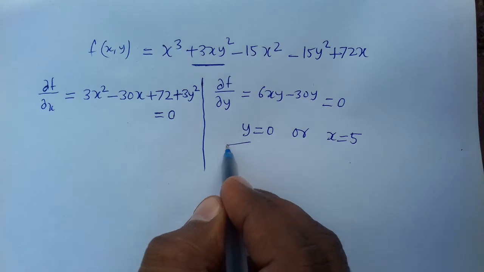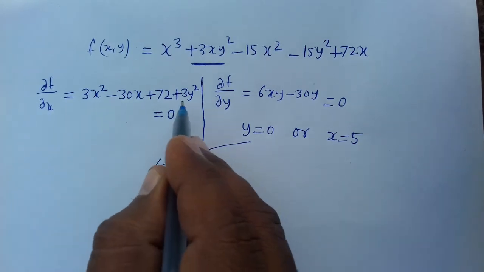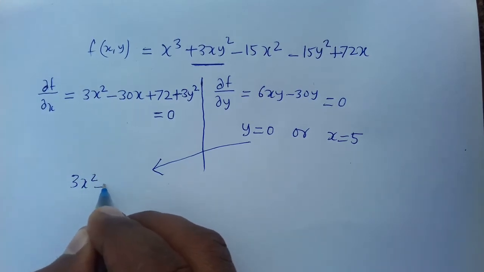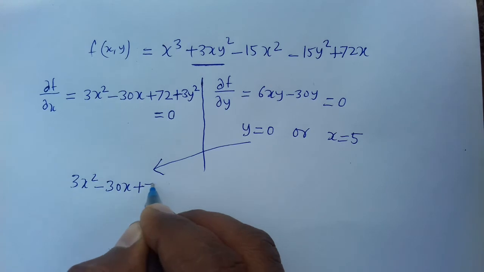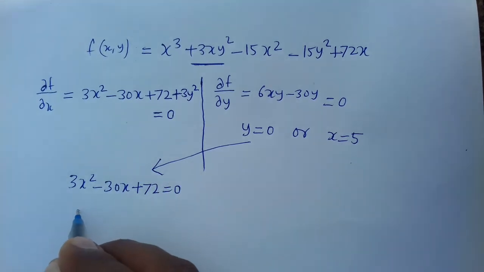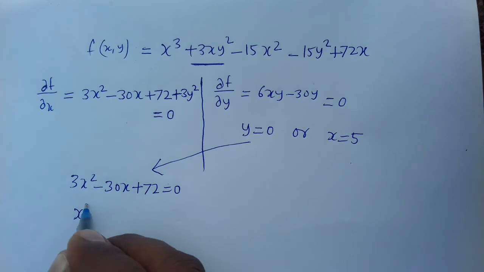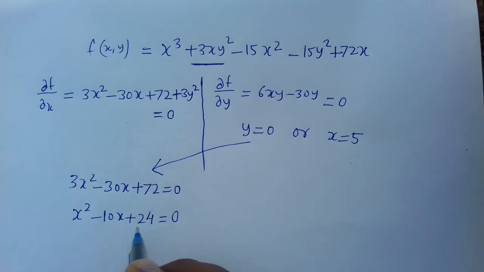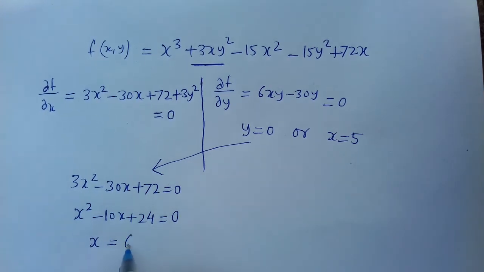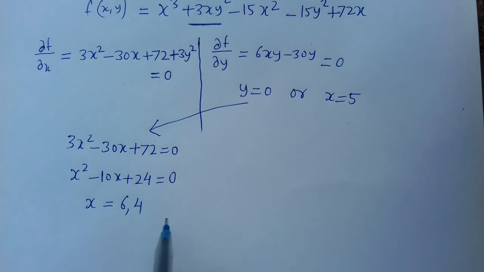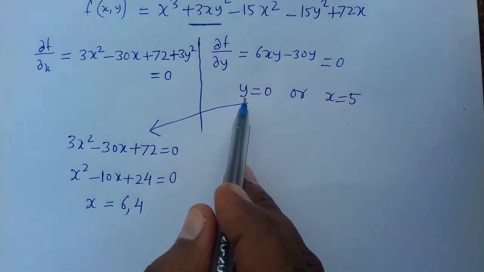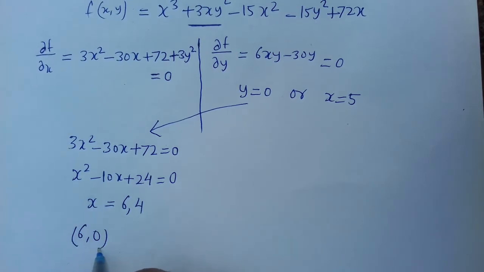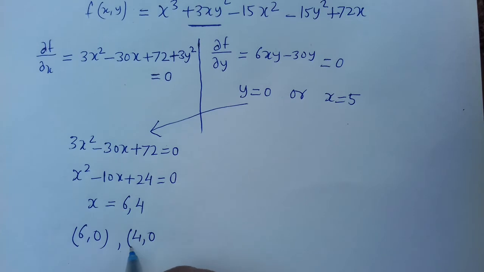Now corresponding to y equals 0, if you put y equals 0 in it, then you have 3x square minus 30x plus 72 equals 0. If you take 3 common, then this will be (x minus 6)(x minus 4) equals 0. From here we get x to be 6 or 4. These values we get from y equals 0. So two points we have: (6, 0) and (4, 0).